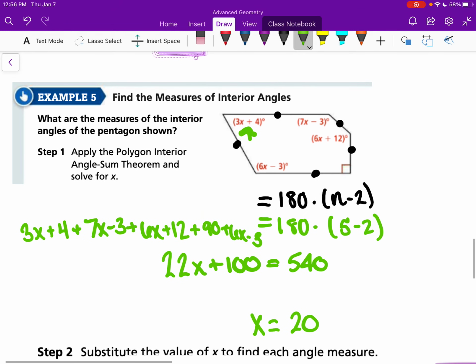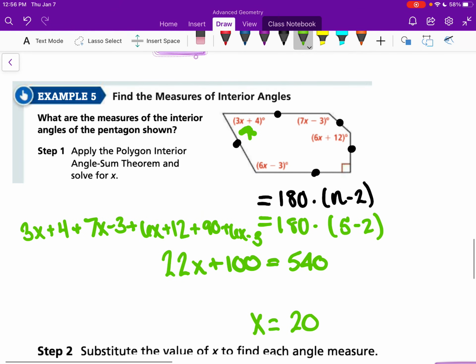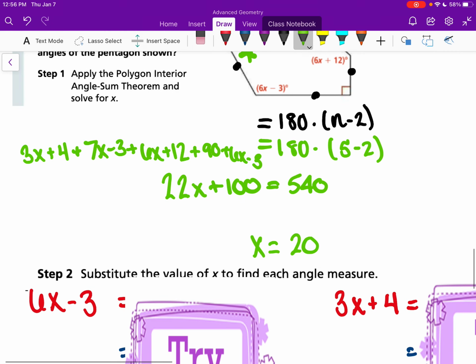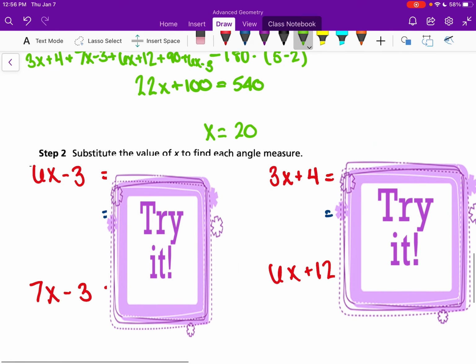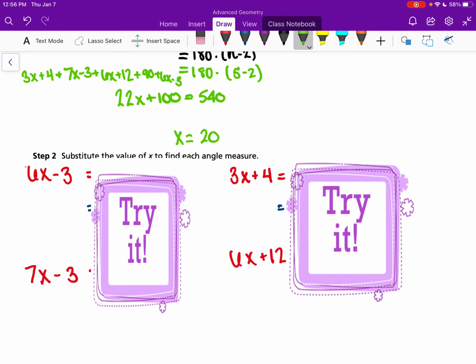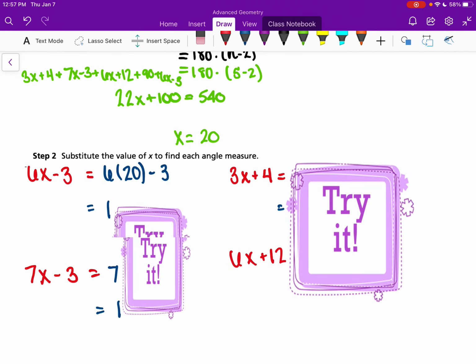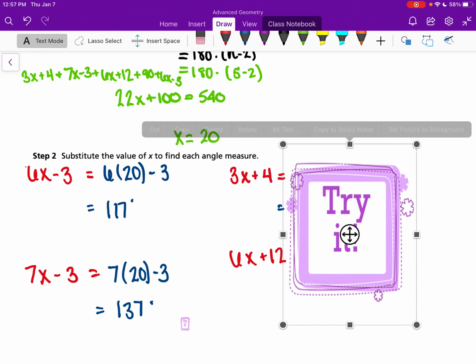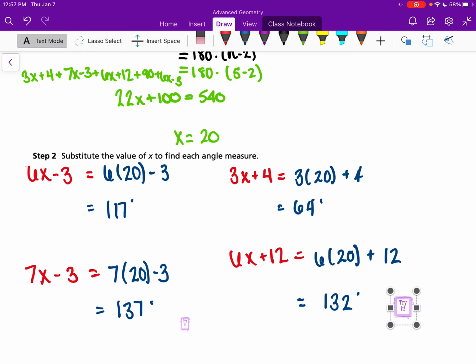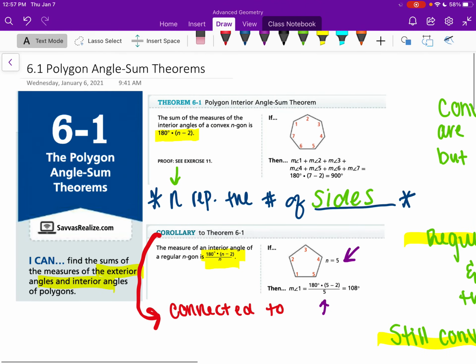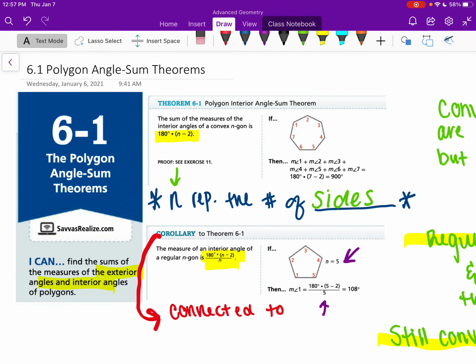So now, to actually know what the measure of the interior angles are, we can substitute the value of x into each interior angle measure. And you guys can pause to do that substitution. We should have angle measures of 117 degrees, 64, 137, and 132 as the unknown angles. All right, that is lesson 6.1. Make sure you have those theorems written down. You're going to use them a lot, and you're ready to go.